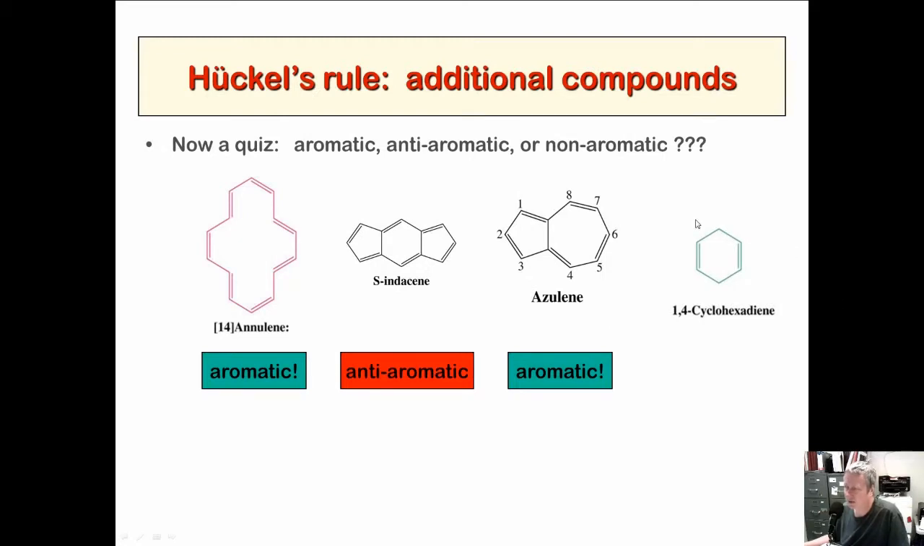1,4-cyclohexadiene. This is a 6-member ring with a pair of alkenes. You might think, how many pi electrons? 1, 2, 3, 4, right? 4 matches the anti-aromatic rule. So is this anti-aromatic or non-aromatic? Well, you see the small ring size and think, oh yeah, anti-aromatic. But what's another requirement of anti-aromatic? What kind of hybridization on every carbon? sp2, sp2, sp2, sp2. Well, these are not sp2. These are CH2 groups, and they are sp3, tetrahedral. So this is non-aromatic. It can't be anti-aromatic if it has sp3 centers in it.